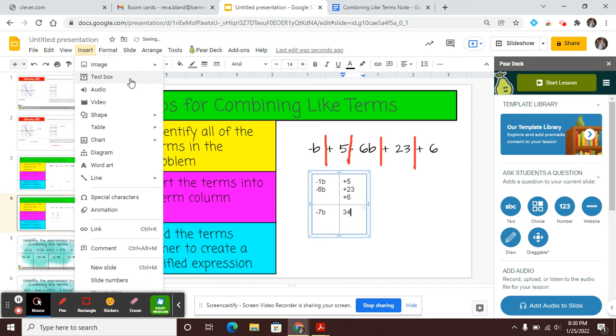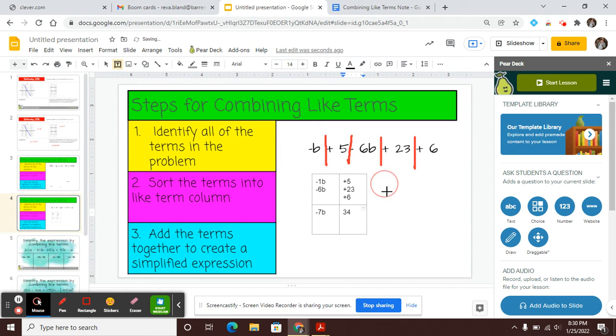So you could write it two ways. You could either write it as -7b plus 34, or you can write it as 34 minus 7b. Because it's an addition or subtraction problem, it doesn't matter which order you have it, as long as you have the right sign and right operations with those. And that's how you combine like terms.